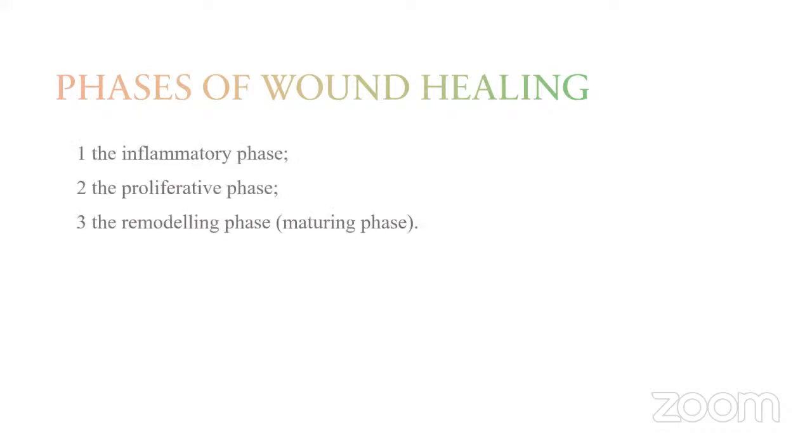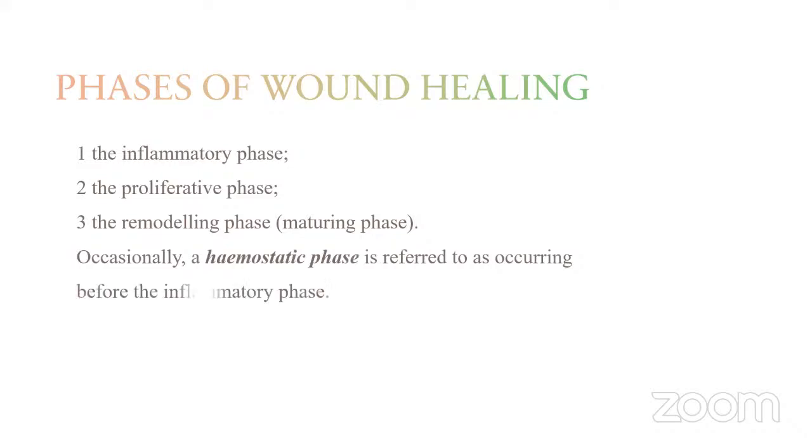Next, we'll move to phases of wound healing. Wound healing, we all know, mainly has three or four stages: inflammatory phase, proliferative phase, remodeling or maturing phase. But before the inflammatory phase, we can mostly see the hemostatic phase.